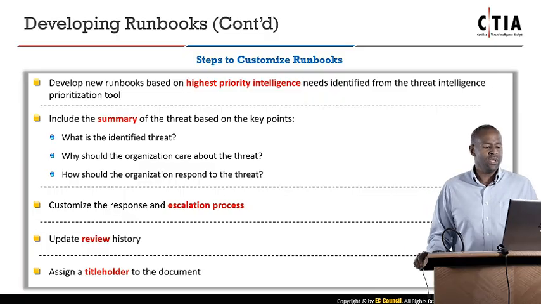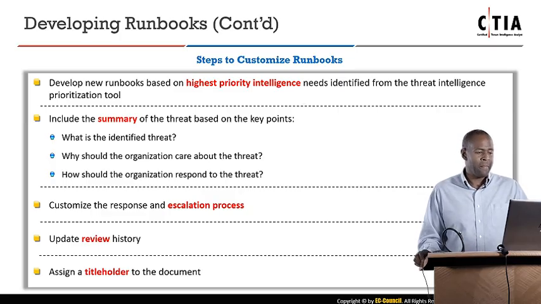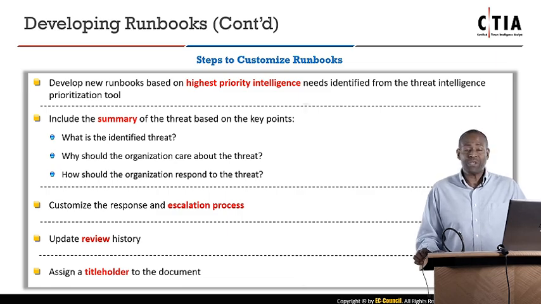So what do you want to do to customize a runbook? What you want to do is develop your new runbook based upon the highest priority intelligence needs, using a threat prioritization process. You also want to include a summary of threat information based upon what the identified threat was, why the organization should even care about the threat, and how the organization should and will respond to the threat.